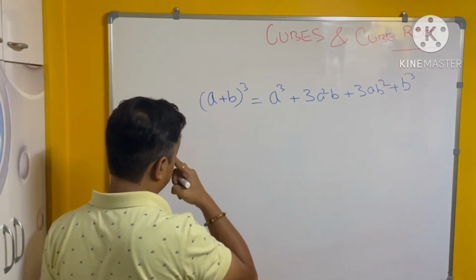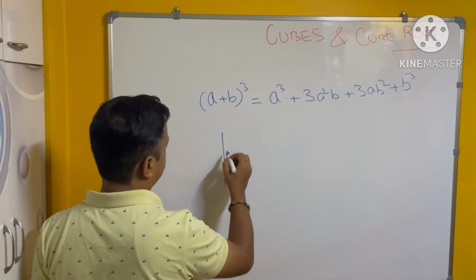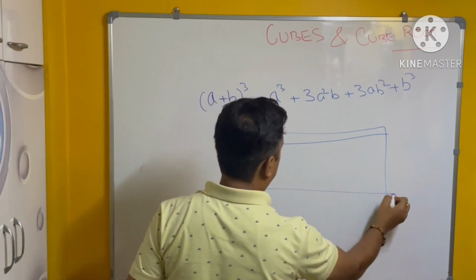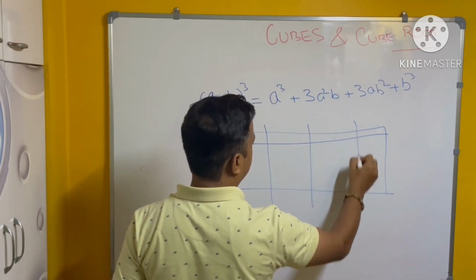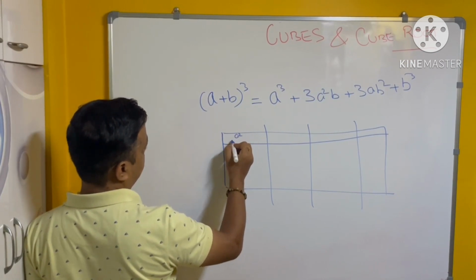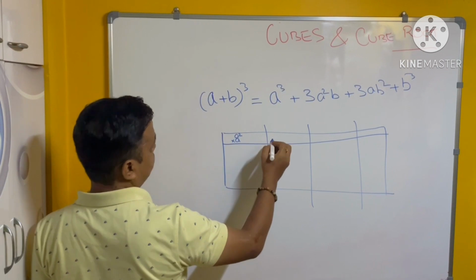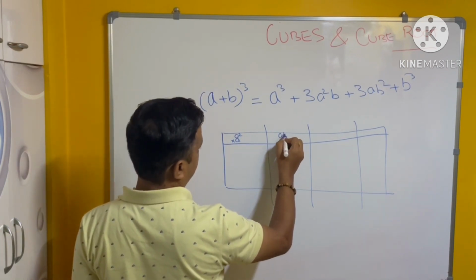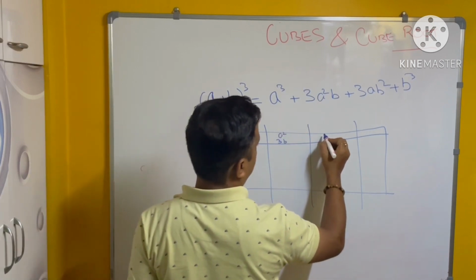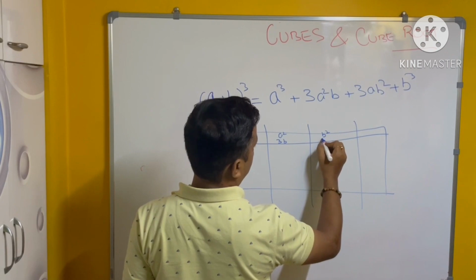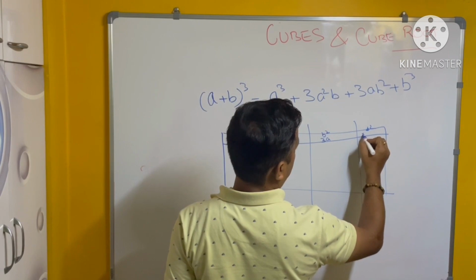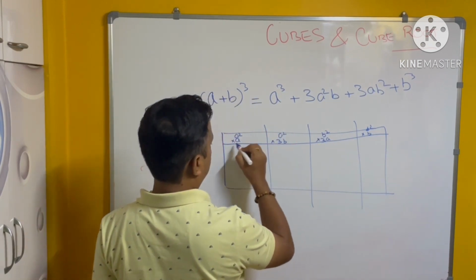Now what you need to do is make a table with 4 columns, right? Here a square into a, here a square into 3b, right? Here b square into 3a, here b square into b, right?